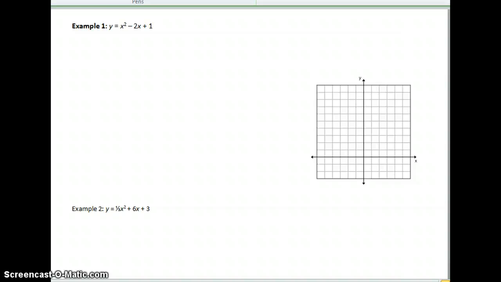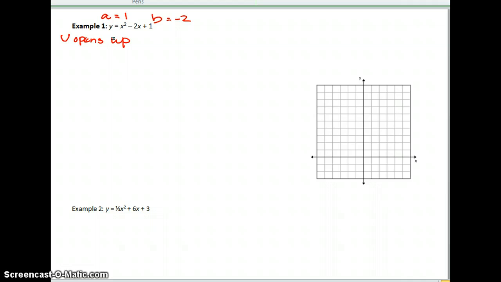We're going to do this first one together. So the first step that you have on your paper is to determine if it opens up or down. Well, in order to do that, I need to look at the a. And for me, my a is 1. Eventually, I'm also going to need the b, which is negative 2. And a is 1, which means it's positive. Positive people smile. So this opens up.